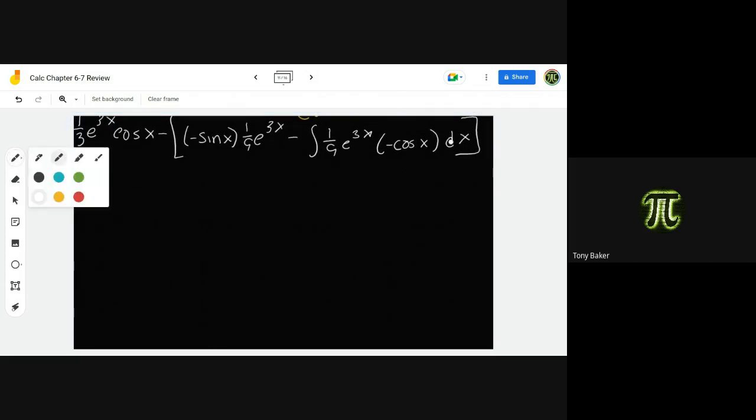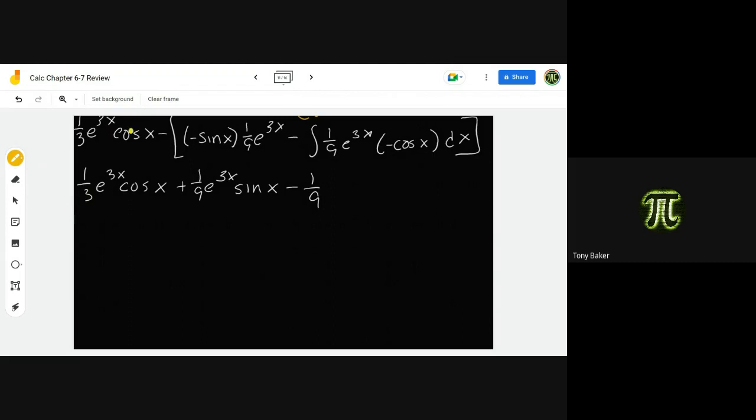All right, you should have noticed that this part at the end is almost like the original problem, so we're going to clean it up a little bit so you can see that. 1/3 e to the 3x cosine x plus 1/9 e to the 3x sine x. And then you have plus, actually it's minus, because of this. That negative, that negative, and that negative makes a negative. I caught that one. It has to be negative because when you pull it over, if it's not a negative, it'll end up canceling itself out.